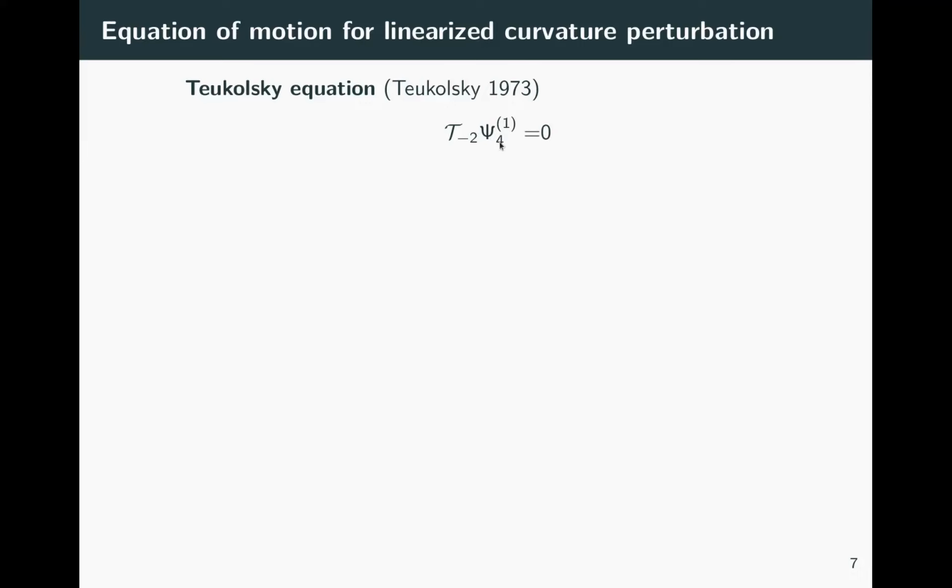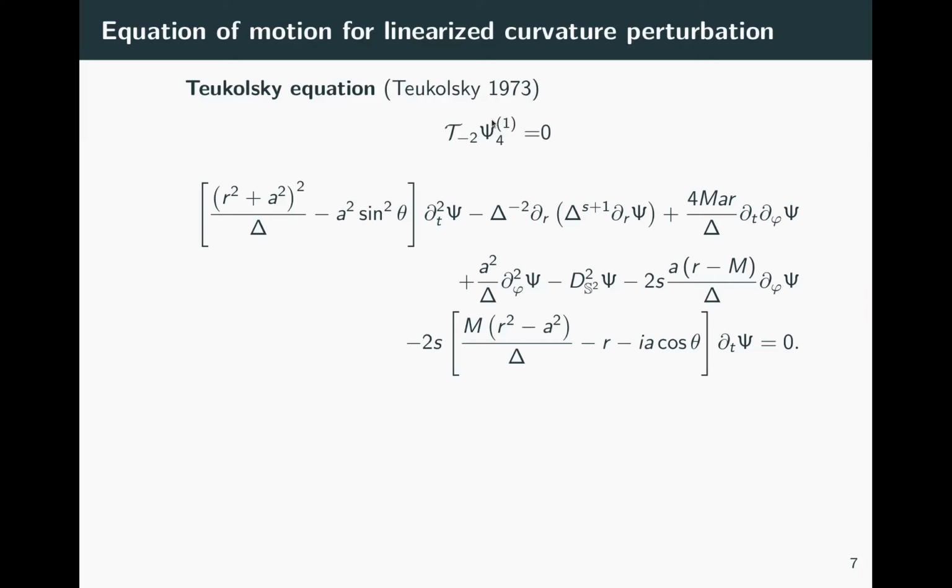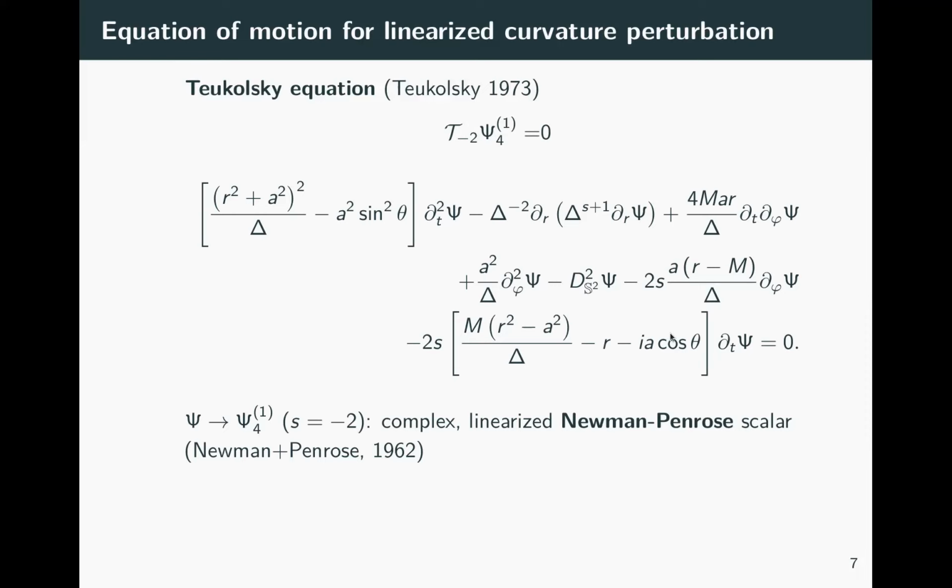It's for this complex scalar psi4. Just to show you what it looks like in Boyer-Lindquist coordinates, it's a wave-like equation. So we've got two time derivatives here, we have two space derivatives, and this is like an angular derivative, like the spherical Laplacian. And then you have lower order terms. I showed the general equation for a scalar of general spin weight, but we'll be looking at psi4, which is this complex linearized Newman-Penrose scalar. So s equals minus 2 in this equation.